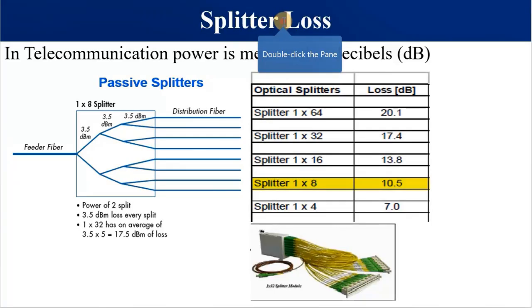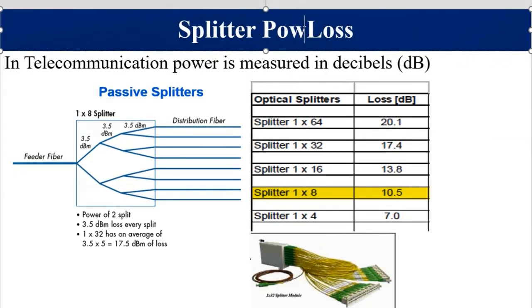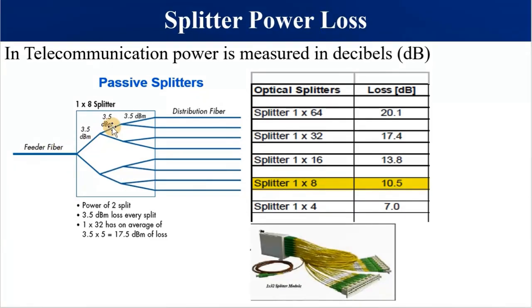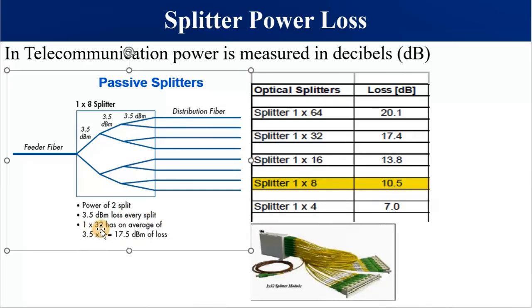Splitter power loss. This is 1:2, 1:2, 1:2, and if you say 10 log 2, you get about 3.5. So for a splitting ratio of 2, there is a 3.5 dB loss at every splitter. So for 1:32, 32 is 2 to the power 5. You simply say 3.5 times 5 to give you 17.5 dB of loss.